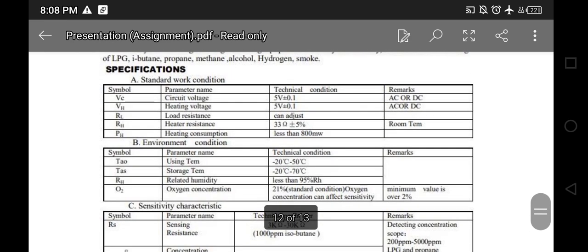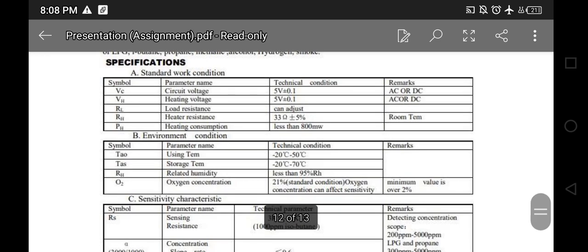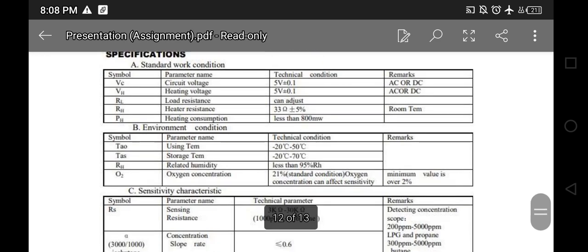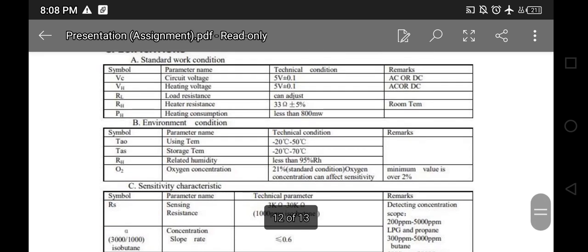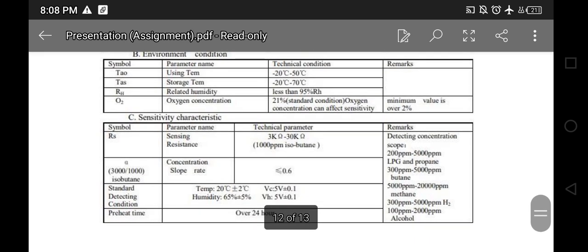The data sheet is given here as well. The standard conditions are given on which they normally work. The environment conditions are given. The sensitivity characteristics are also given. The ranges of these temperatures are given in here as well. The room temperature, etc. The standard detecting conditions are also given, which is temperature 20 to 2 degrees centigrade.